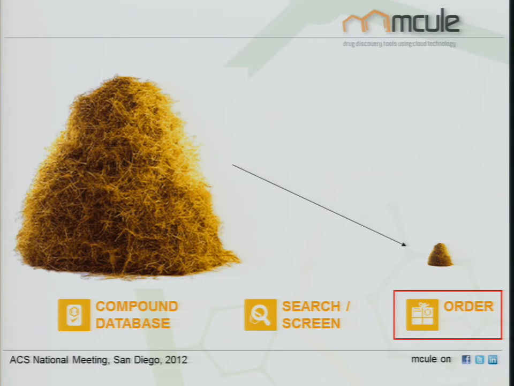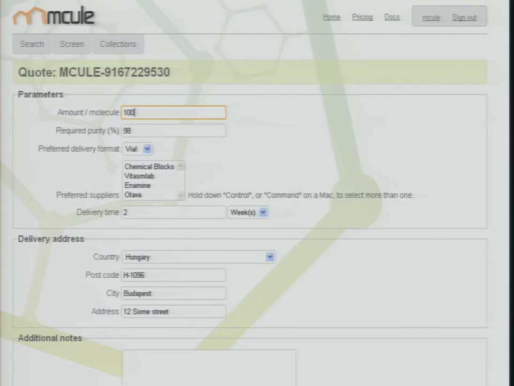And here comes the third part of this pipeline, that you can order these compounds by just a single click. After the single click, you can specify the amount you want, the required purity, delivery format, delivery time, if you have a preferred supplier, and address, etc. And you can send this form to us, and we will try to deliver all these compounds to you.